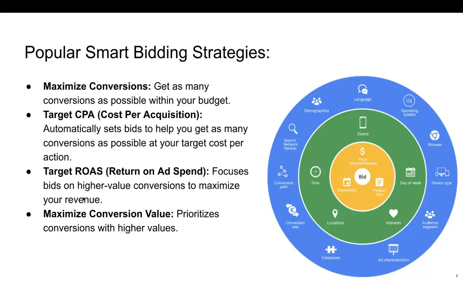The next popular strategy is the target return on ad spend, which focuses on bids that have higher value conversions to maximize your revenue. And then last but not least, we have maximize conversion value, which prioritizes conversions with higher values.